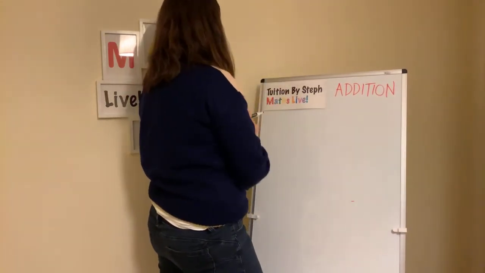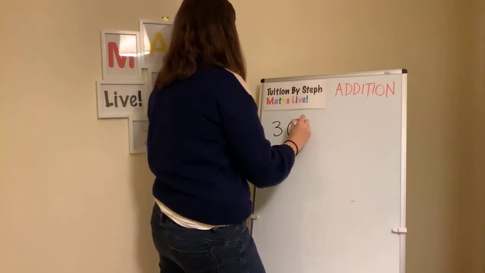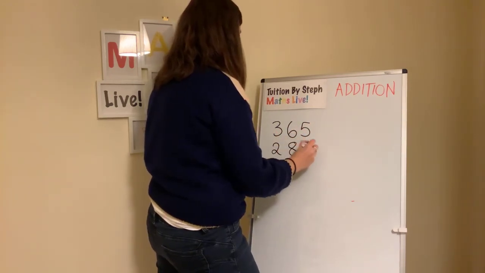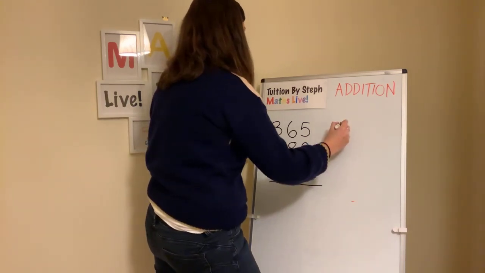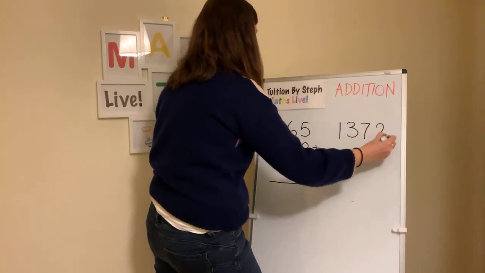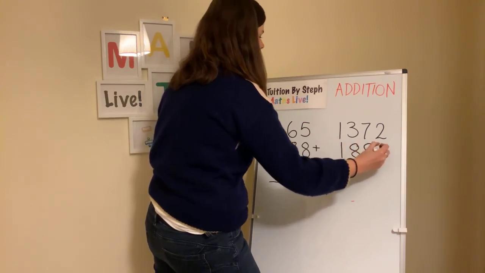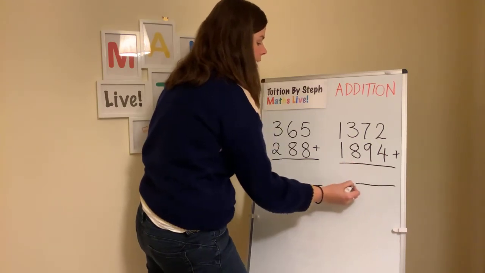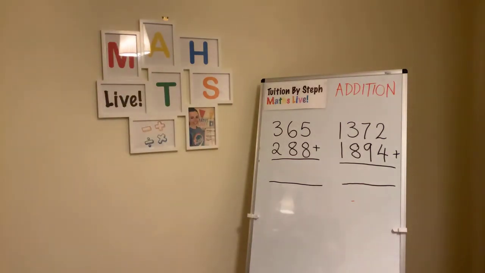So, have a go at 365 plus 288. And 1,372 plus 1,894. Bigger numbers now, but if you take your steps nice and gently, you'll be good, you'll be fine.